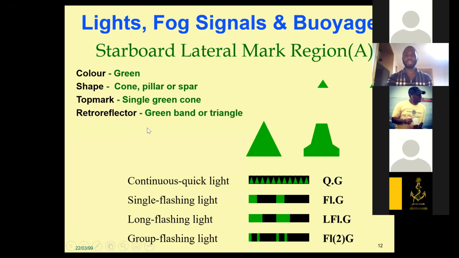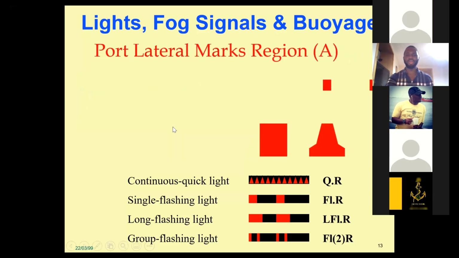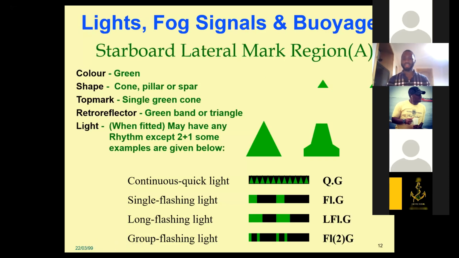So that's it for the starboard lateral mark. And we have, of course, the green band round about it and the triangle as well. Just one more thing, the lights, which we have discussed. There's no need to be confused about it. It's any other reading apart from 2+1. Some examples are the continuous quick light, the single flashing light, the long flashing light, the group flashing light. It might be any one, as long as it's not 2+1. And we are coming to buoys that really have this 2+1 as well.